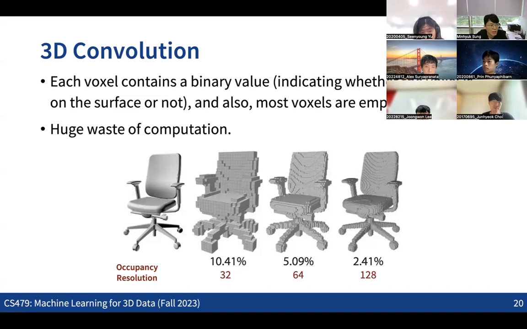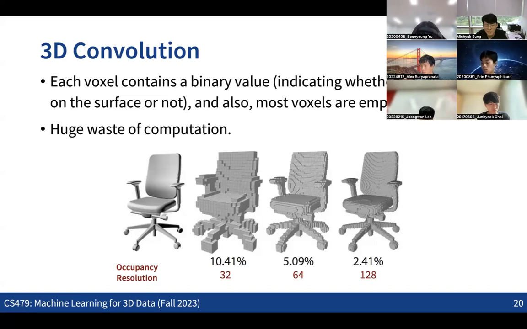One of the ways that we can represent those things is just checking whether each voxel is on the surface or not, right? For each of the voxels in the 3D space, we can check whether the voxel is on the surface or not. So it's just binary information. If the voxel is on the surface, then we have one. And if the voxel is not on the surface, we have zero, right? So it's binary information.